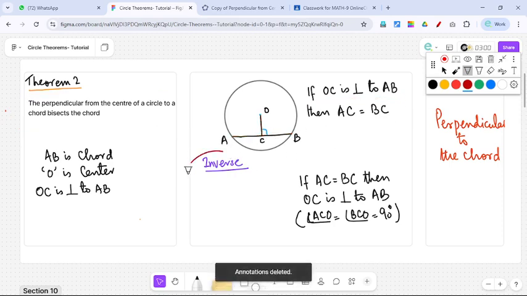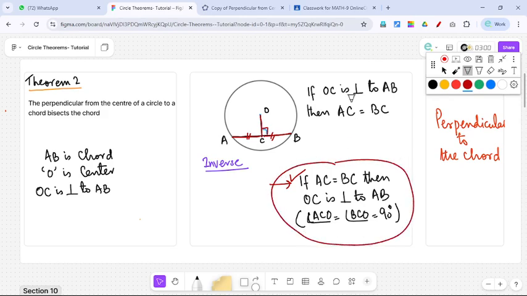Now the inverse of this theorem can also be stated. We can state if AC is equal to BC. Now if in any particular question or exercise, two parts of the chord are given that they are equal, if AC is equal to BC, then OC will be perpendicular. That means we can prove that this angle is 90 degrees. So either you state this theorem in this manner or in this manner, it is the same.